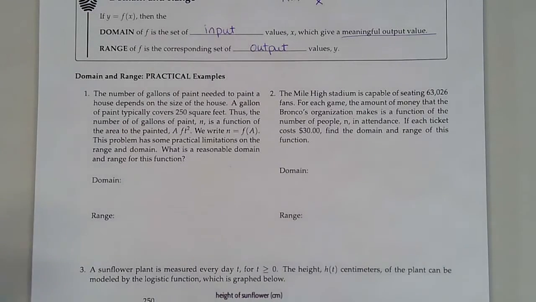If I needed 500 square feet painted, that seems fairly reasonable. What about 2,500 square feet? That's probably pretty reasonable also. What about -100 square feet? Yeah, that's going to be a problem, right? We can't have a room or a house with a negative square footage. That doesn't make any sense.